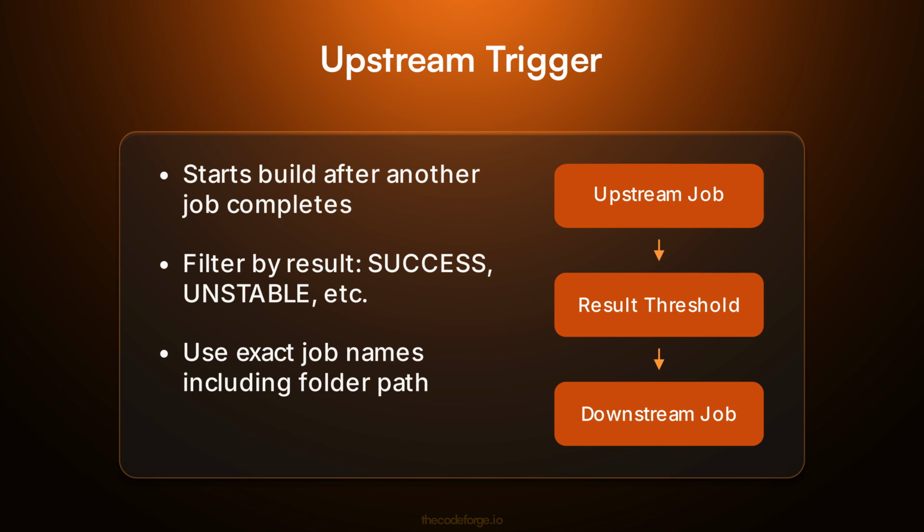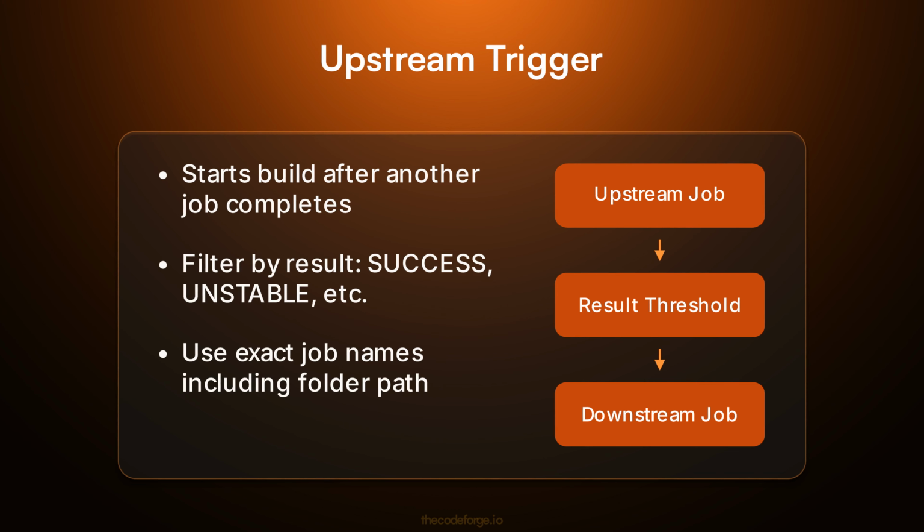You can filter by result to avoid cascading failures. For example, trigger integration tests only if deploy succeeded. Use the upstream function with a threshold like hudson.model.Result.SUCCESS.